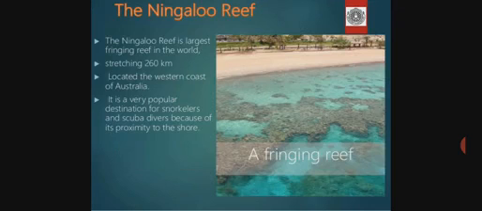Next, the Ningaloo Reef. The Ningaloo Reef is the largest fringing reef in the world, stretching to an extent of about 260 kilometers, and it is located on the western coast of Australia. It is a very popular destination for snorkelers and scuba divers because of its proximity to the shore. So you can see the picture of this fringing reef, called Ningaloo Reef, found on the western coast of Australia.